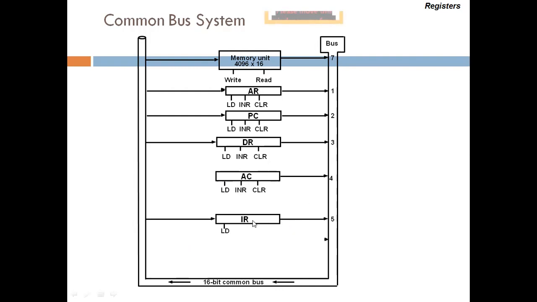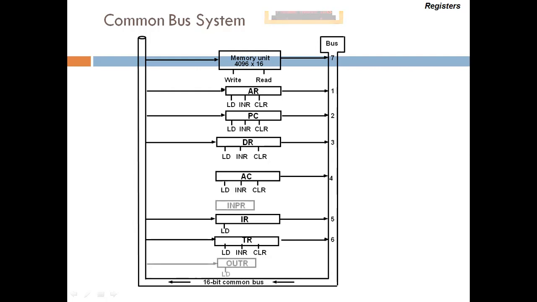Next is IR, the instruction register. The size of IR is once again 16 bit. It has only a single control input: load. The last one is a 16-bit temporary register. The temporary register has 3 control inputs: load, increment and clear.